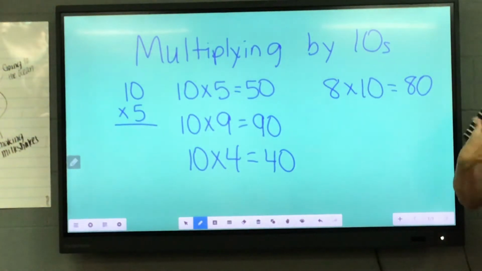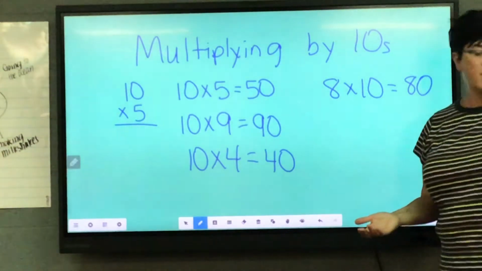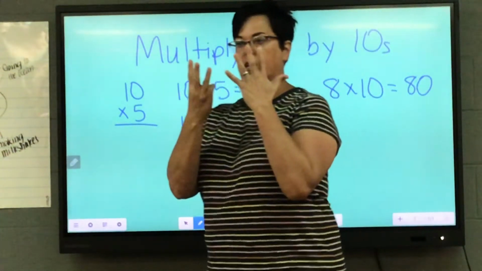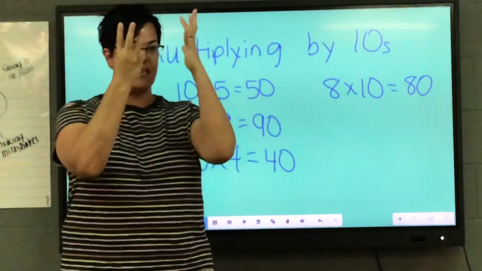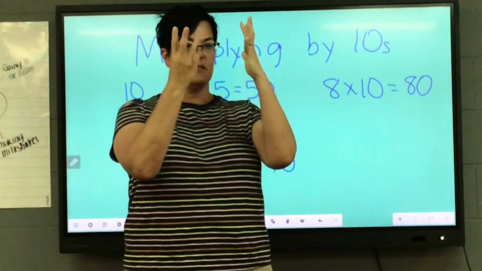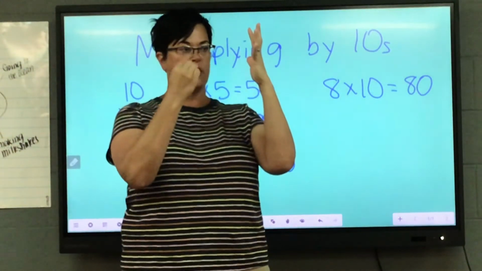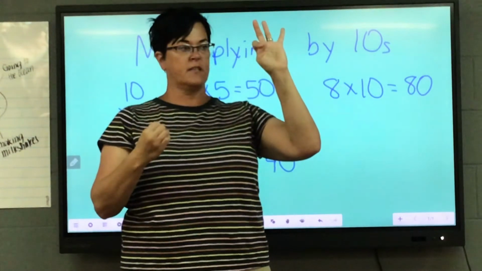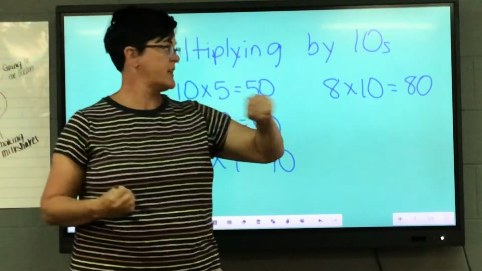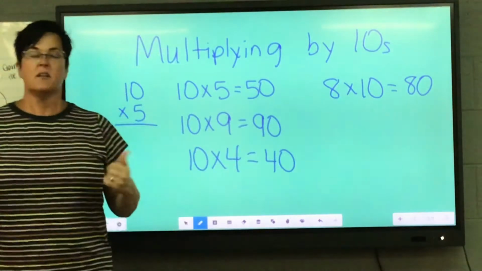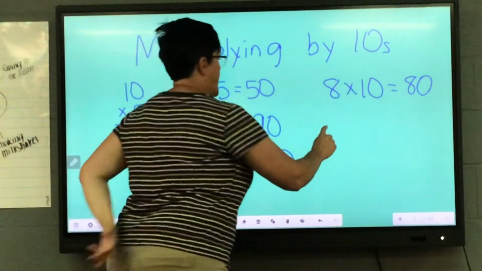This only works when we're multiplying by tens, though. Could we double check and make sure? Count by tens 8 times. 10, 20, 30, 40, 50, 60, 70, 80. Is that what I had? Yes. All right.